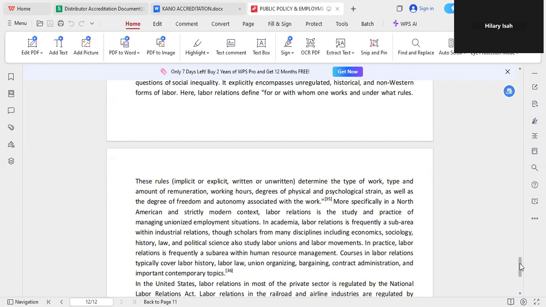So in all, this is what this course entails: public policy and employment relations. Go do more of your research, and wishing you all the best.